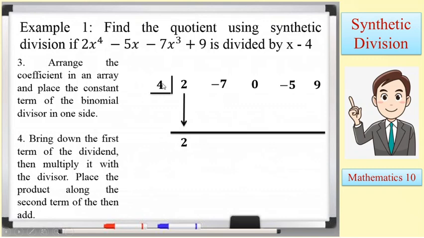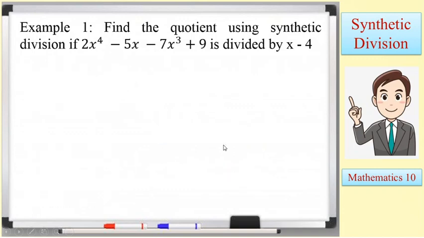So, ang divisor natin ay 4. Sa step number 4, sabi dyan, is i-multiply natin. So, 2 times 4, the answer is 8. And then this product of 2 times 4, we're going to write it on the next term or on the second term of the coefficients. And then we're going to add. Okay, so negative 7 plus 8, the answer is 1.